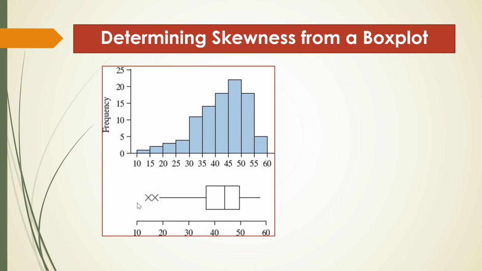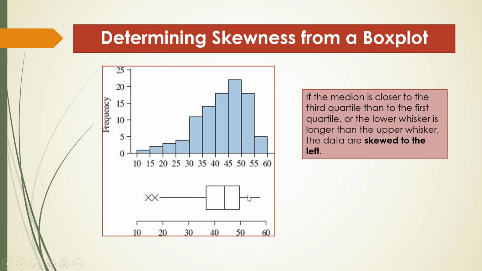The opposite of right skew is left skew. So this is an example of left skewed data. You see that the median here is much closer to the third quartile than the first quartile, and the lower whisker is longer than the upper whisker. So this is an example of data that is skewed to the left.